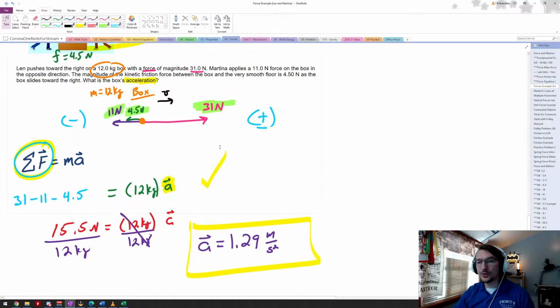So nothing too crazy. We're really just drawing a picture, labeling our forces, which ones are positive and which ones are negative, and then using this F equals ma equation.